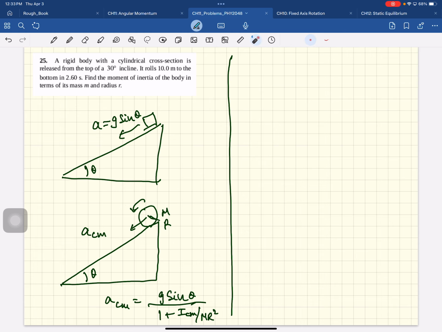All right, so this object covers 10 meters in 2.6 seconds. So let's calculate the acceleration of this object. We'll use this formula: x minus x naught equals v naught t plus 1/2 at squared. And our x-axis is this way. X minus x naught is 10 meters. V naught, the initial velocity, was 0.